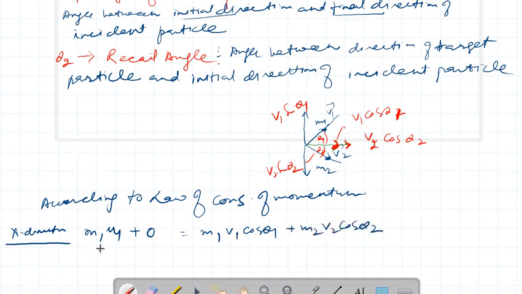And similarly, along the y direction, because the particle is not moving along y-axis initially before collision, the initial momentum will be 0, but it is m1 v1 sine theta 1 minus m2 v2 sine theta 2, because this is along positive y-axis and this is along negative y-axis. That's why I'm taking here a negative sign.